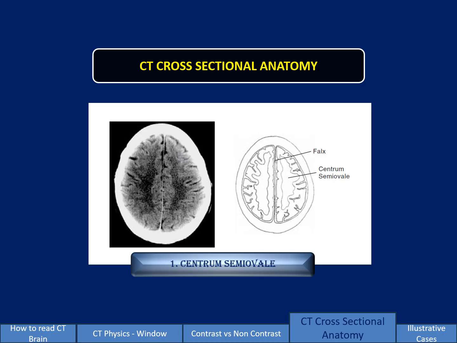So this is a section of the centrum semiovale. Here we are able to see this is the gray matter, this is the white matter. Gray matter appears slightly grayish, white matter appears more blackish. This conglomerate mass of white matter is called the centrum semiovale. This is the falx cerebri, this is the bone.